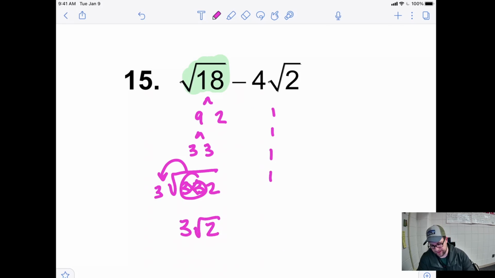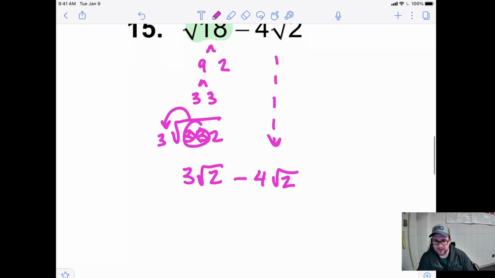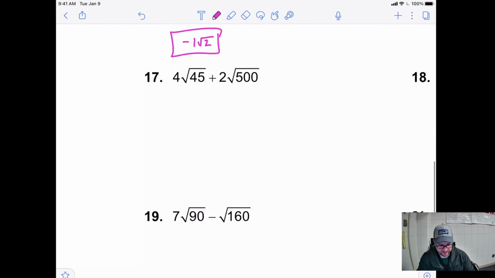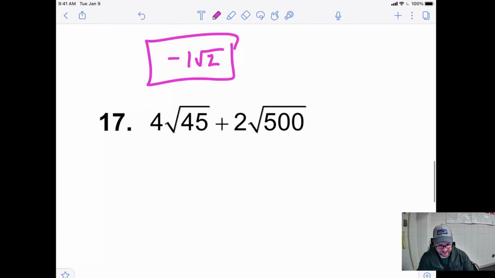Now let's drop everything else on down. We're going to have minus 4 square roots of 2. So if I have 3 square roots of 2 and I take away 4 square roots of 2, I'm going to be left with a negative 1 square root of 2. Nice job.